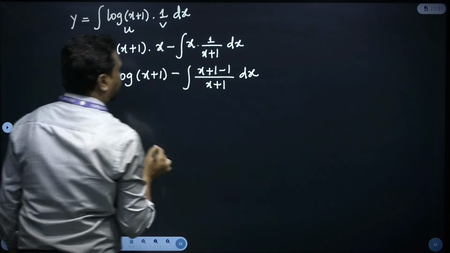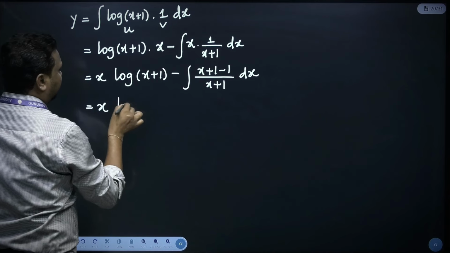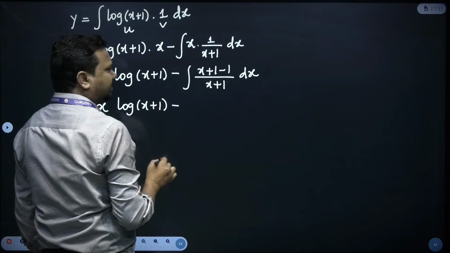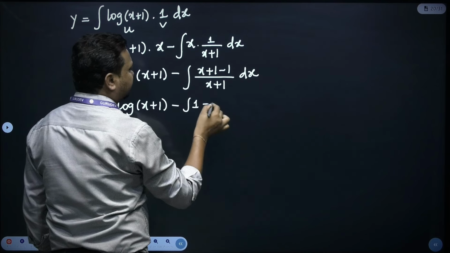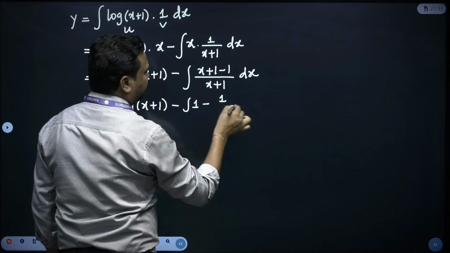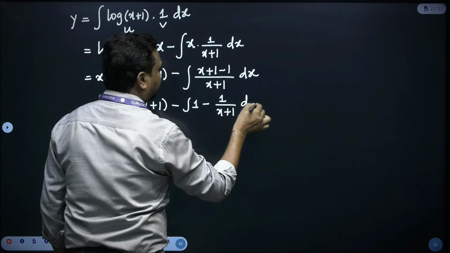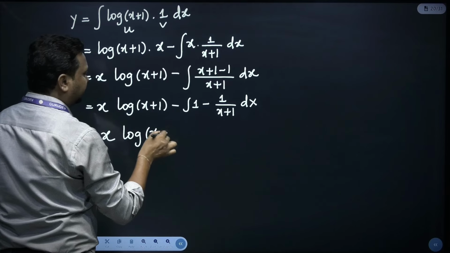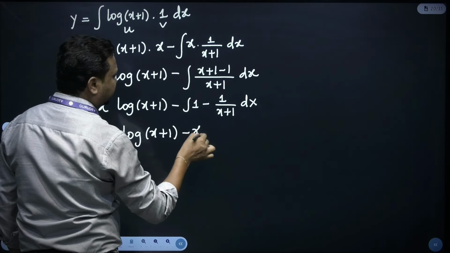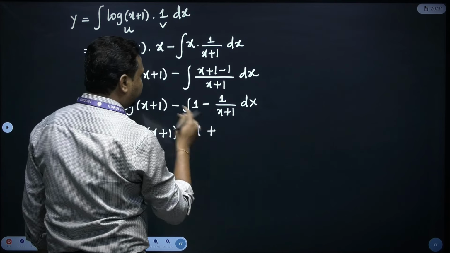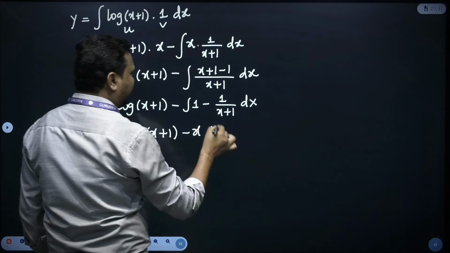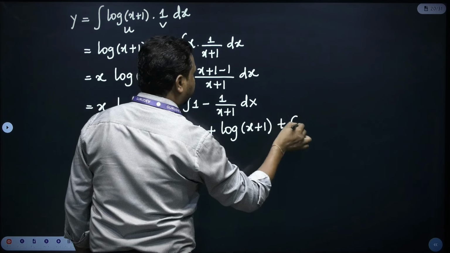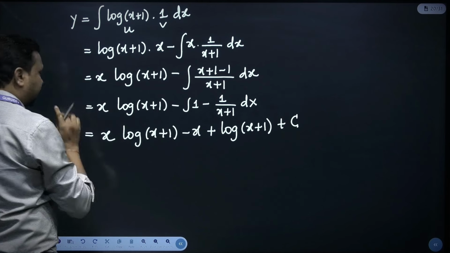Therefore, x log (x plus 1) minus the integral of (x plus 1 divided by x plus 1 minus 1 divided by x plus 1) dx. Therefore, x times log of x plus 1 minus integration of 1, which is x, and minus into minus is plus, integral of 1 divided by x plus 1 is log of x plus 1, plus some constant c. This is your required function, the y function.